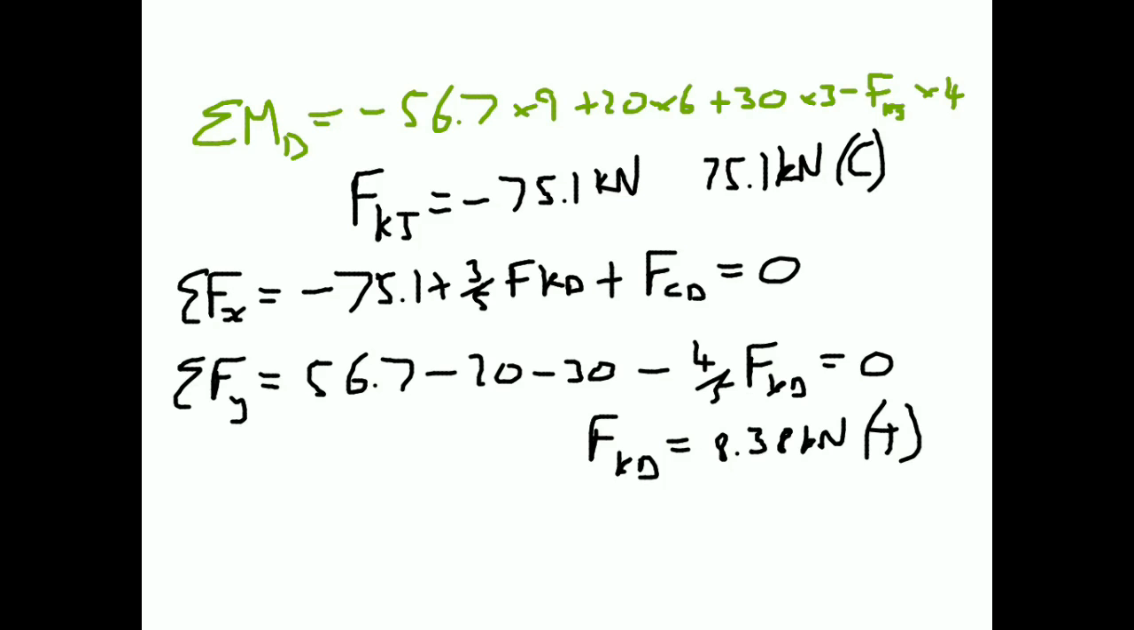We can then substitute FKD back into the sum of the forces in the X, and we rearrange to get FCD equaling 70.1 kilonewtons, and that's also in tension.